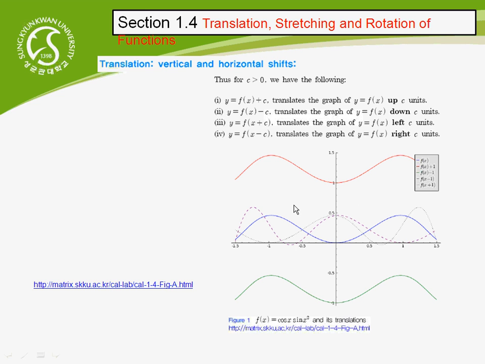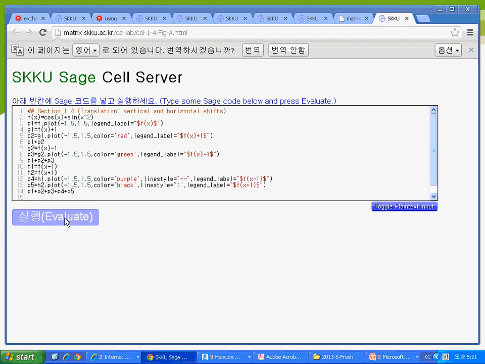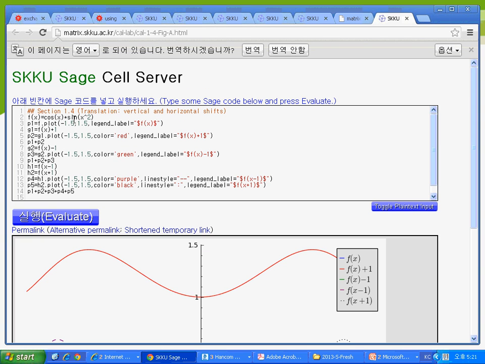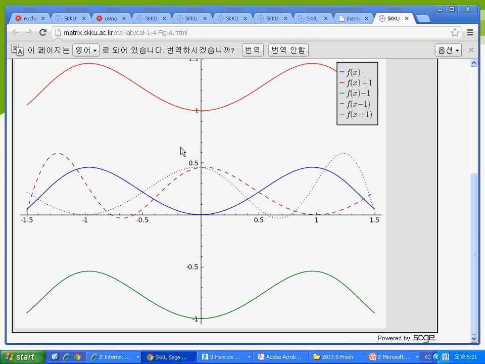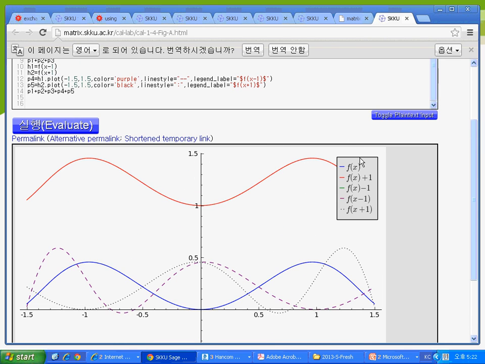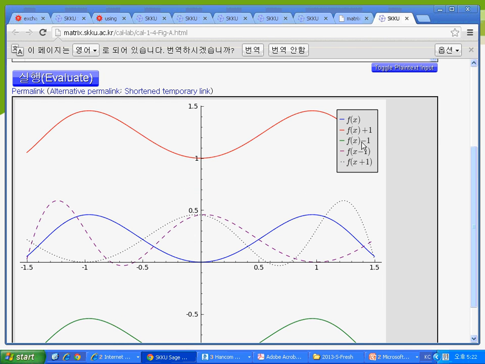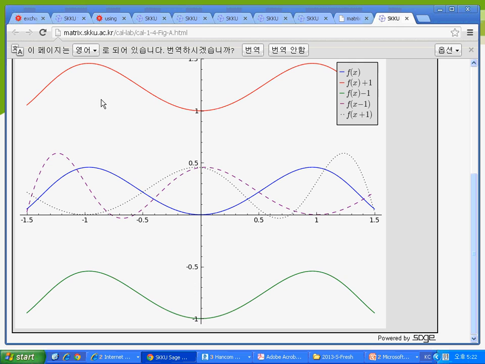And the last section is translation. Translation, stretching, and rotation. Here, we can easily draw the function of 3 cosine plus sine x, and four different functions here. Here, this is f of x, this is f of x plus 1, f of x minus 1, f of x minus 1, f of x plus 1. You see, this basic function is the blue.